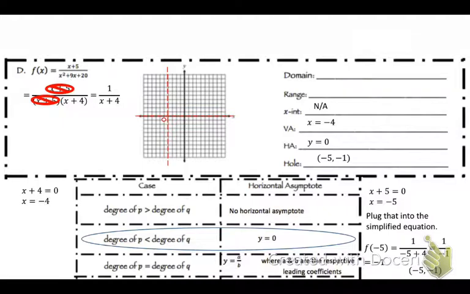Now, we don't have an x-intercept. We don't really have any points on this, but we do have the hole, and the graph has to go through the hole. So the left side of the graph is going to be right there, and then the right side's up there. Okay, the domain, negative infinity to negative 5, then negative 5 to negative 4, and negative 4 to infinity. Range, negative infinity to negative 1, then negative 1 to 0, and then 0 to infinity.